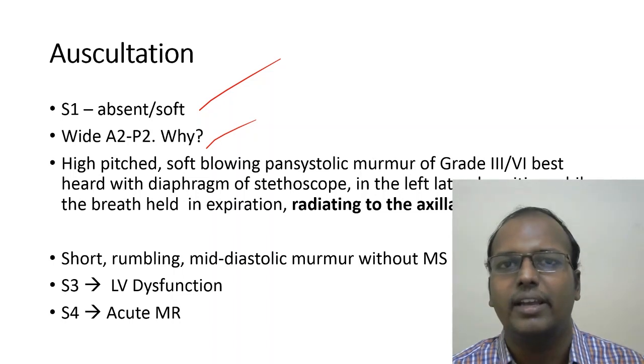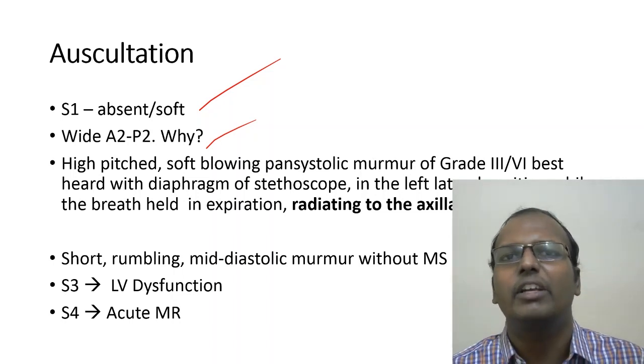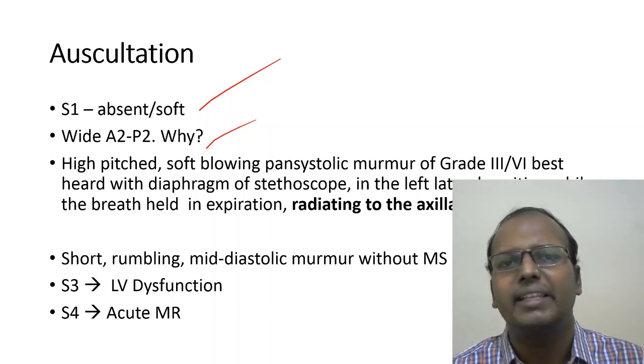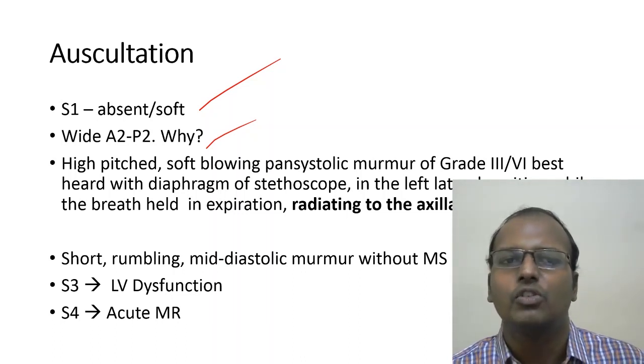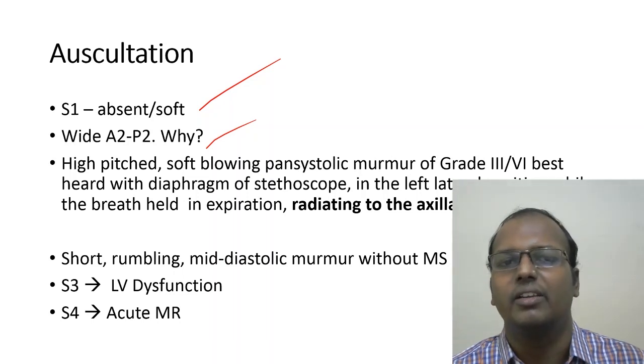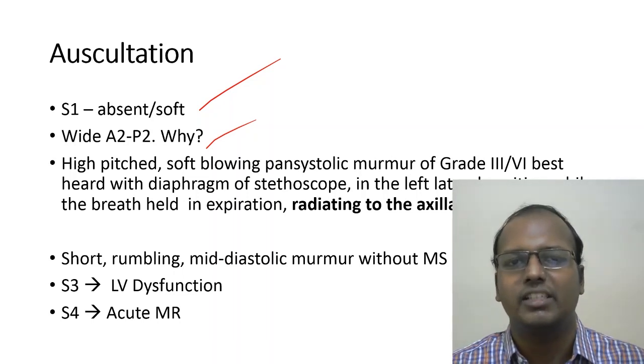As long as the blood flows through the aorta only, it will take some time for the aortic valve to close. It will wait for the blood flow to complete, and only then will the valve close. Whereas here, there is leakage in another direction through the mitral valve. So the aortic valve will close early. That will lead to wide physiological splitting.